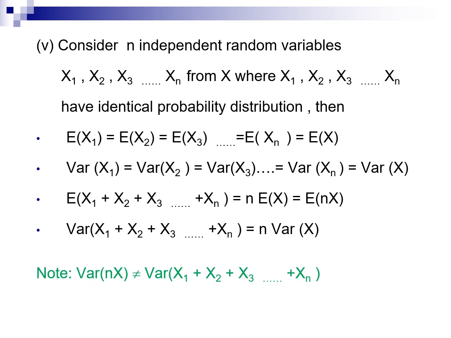Why is it that variance of nx is not the same as variance of x1 plus x2 plus x3 until xn? If you look at law number 2, variance of nx is n squared variance x. So clearly the values are not the same.